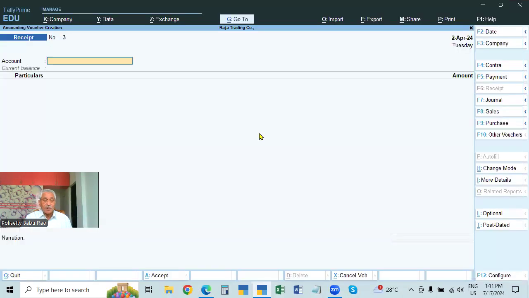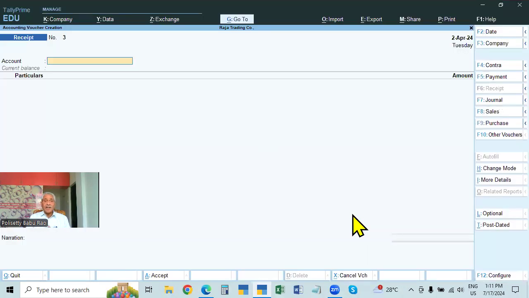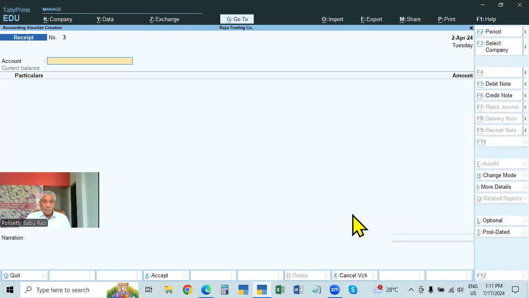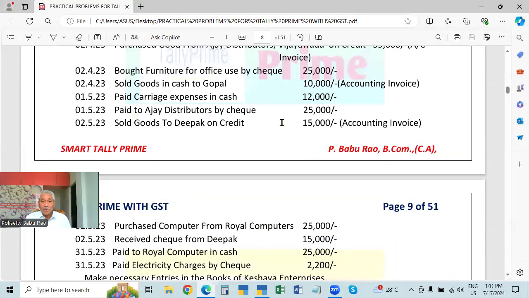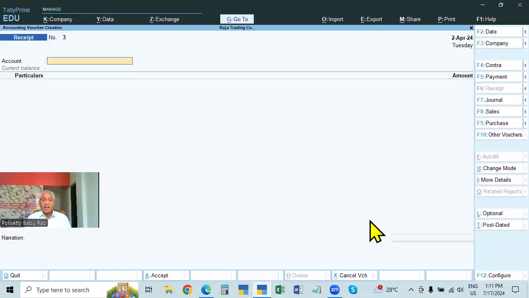Okay, we take it as State Bank only. So we deposited cash into State Bank, not HDFC Bank. We deposited cash into State Bank of India. So when you deposit cash, in the beginning also, you opened a bank account by paying 25. Now here also, we deposited in State Bank of India.